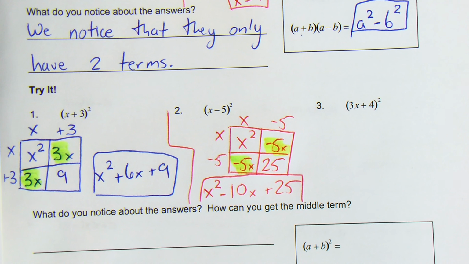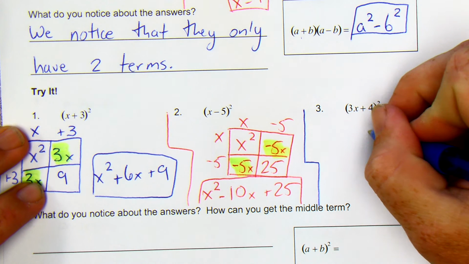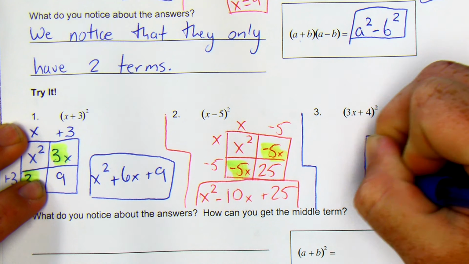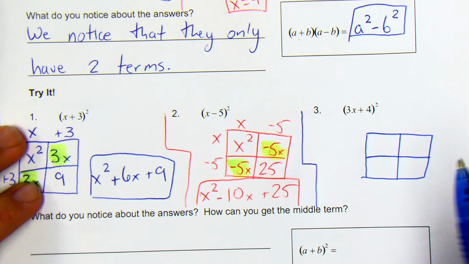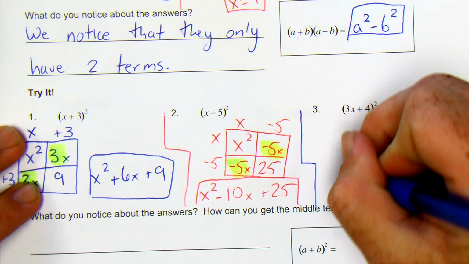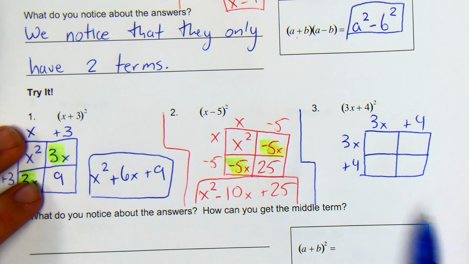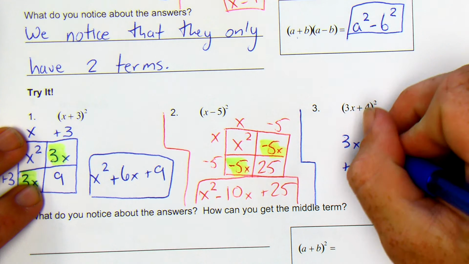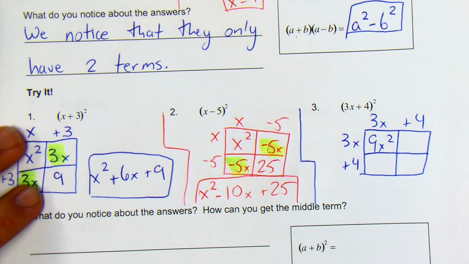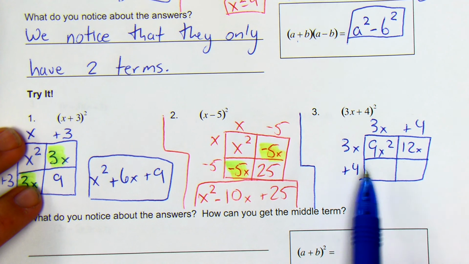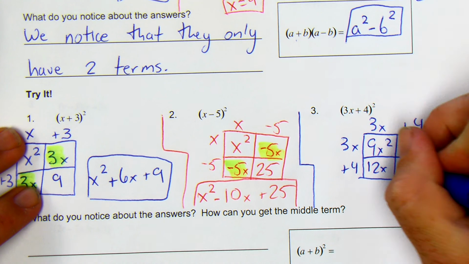Now we'll go ahead and do 3 as well. I'm going to use my box again. So I'll set up my box. Again, it's a squared, so both of my terms are going to be 3x plus 4. So I do 3x plus 4 and 3x plus 4. 3x times 3x, I would do 3 times 3. That is 9. And x times x is x squared. 3x times 4 would give me 12x. Again, 3x times 4 is 12x. And 4 times 4 is 16.